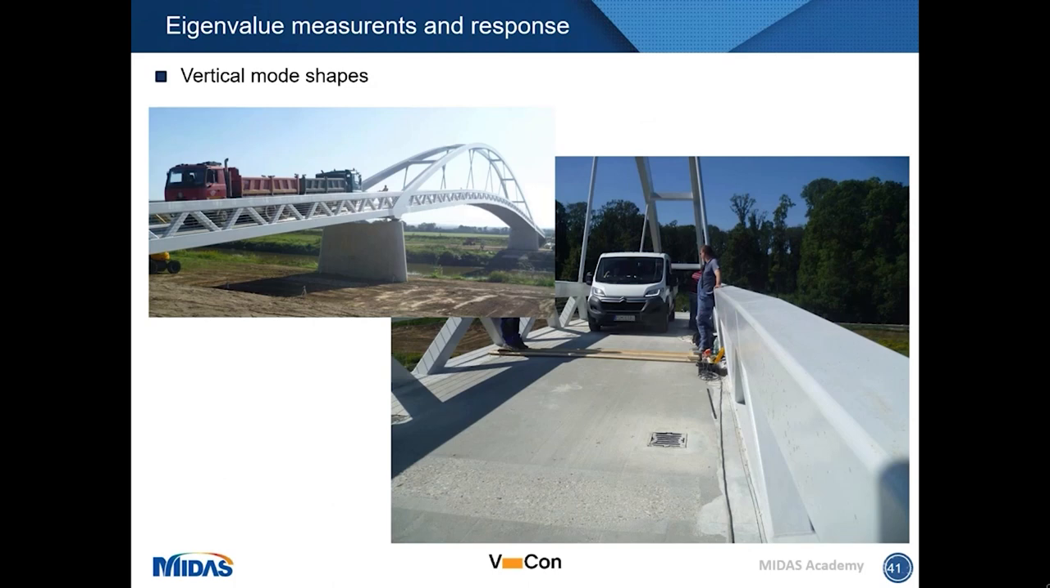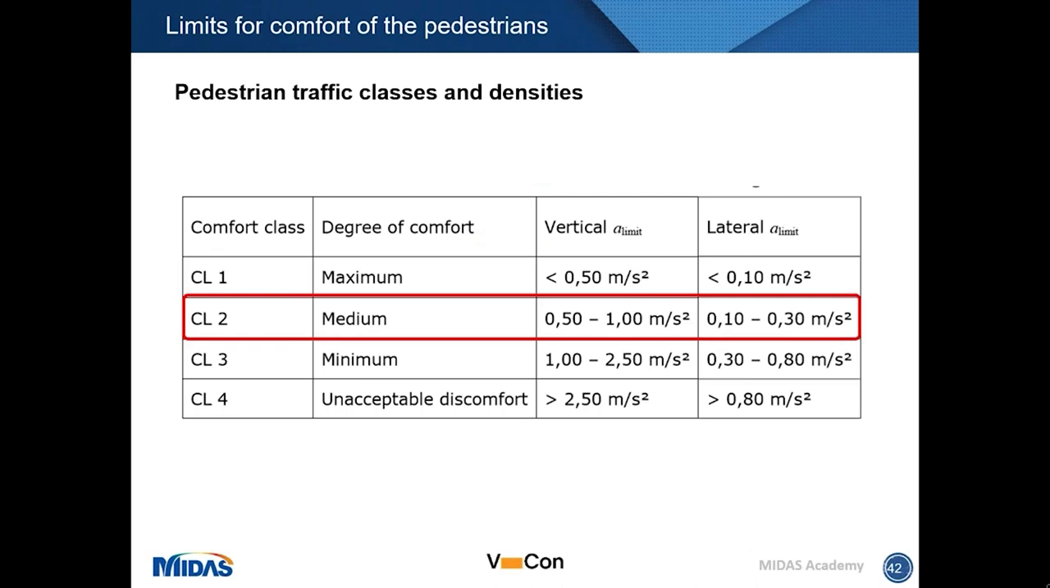On the left, you can see the static load test with heavily loaded transport vehicles, and on the right side there is a vehicle inducing the dynamic force. Once again, we chose comfort class number 2, in which we have to satisfy the limits for acceleration in vertical and lateral direction.